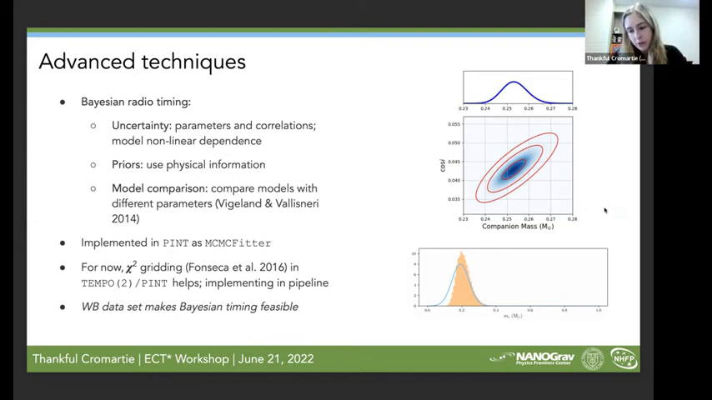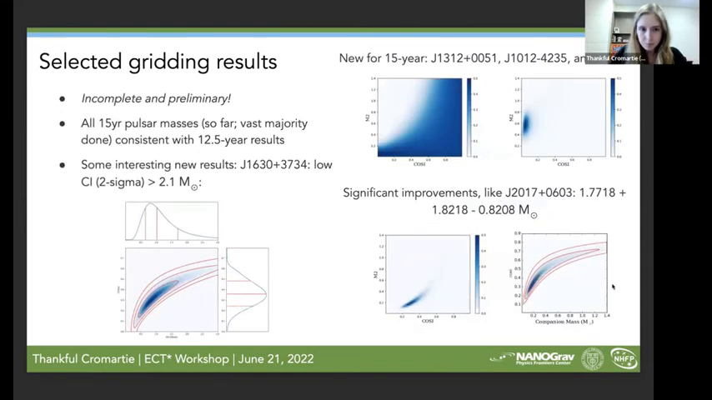And so I mentioned the wideband data set because the wideband data set really makes, especially the kind of Bayesian pulsar timing possible. The data volume is sort of too large for many of our sources to make that feasible for normal kind of analysis.